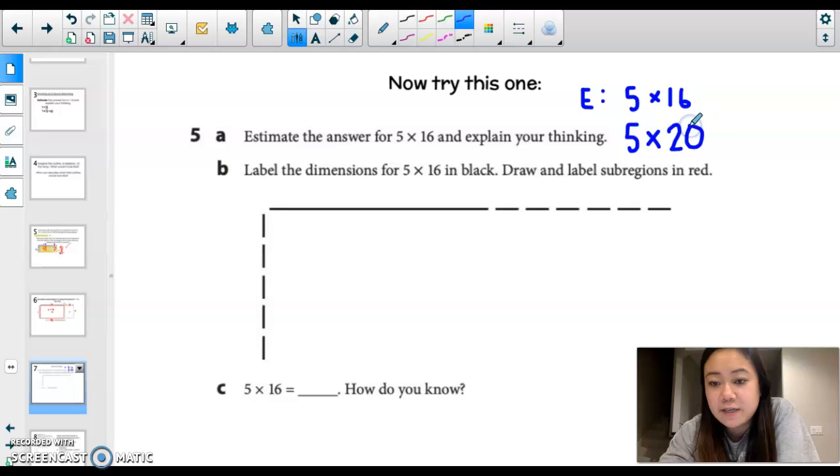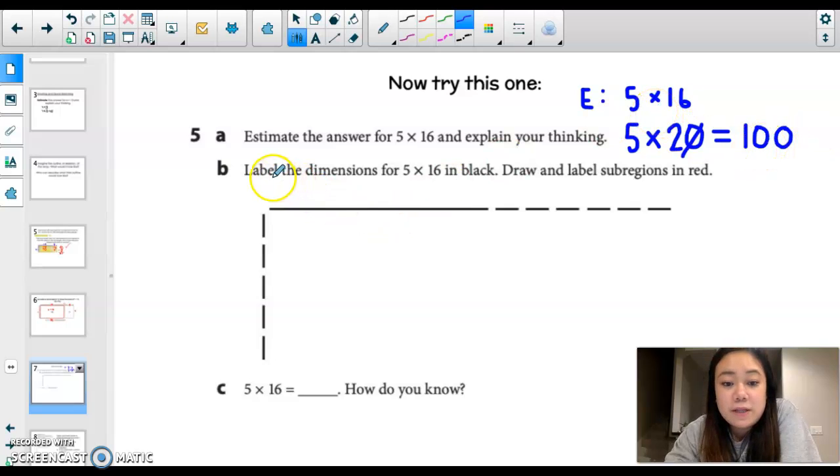What is 5 times 20? There's a trick when it comes to 20s or zeros. You pretend the zero is not there. So what is 5 times 2? 10. Okay, and then now I add that 0 back. So it's 100. Or I could count by 20 five times. 20, 40, 60, 80, 100. Okay, so my answer should be close to 100 for 5 times 16.